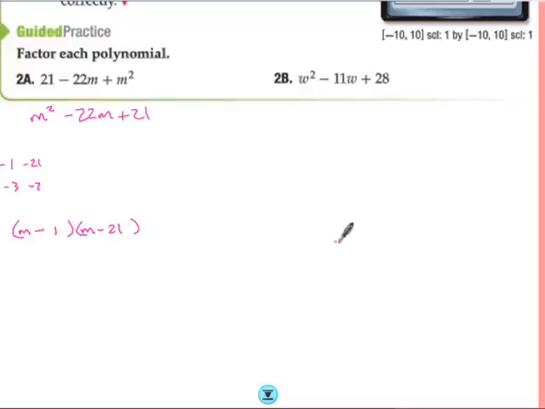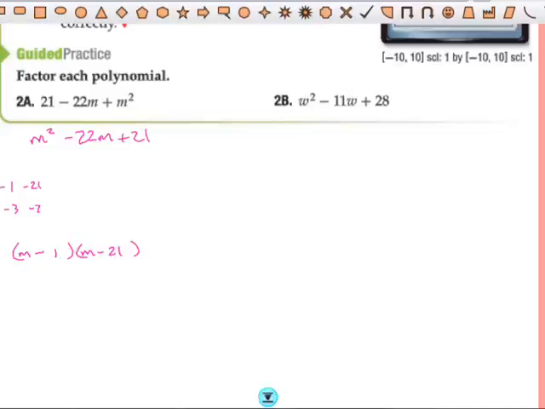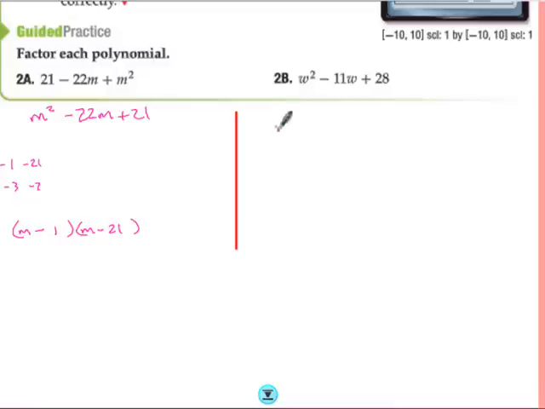And that's it. Go ahead and pause the video right now. Take a second. Try to do this problem over here on the right, 2b, on your own.